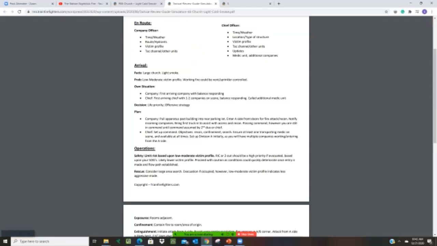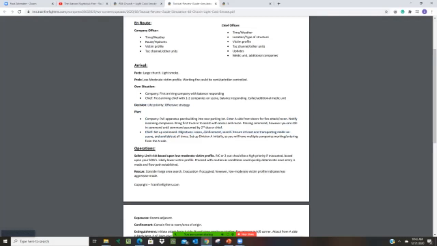So notice the plan, which is the tactical level. If the decision is the strategic level, the plan is the tactical level, which is the next step before we get into tasks. So what's my plan? I'm going to pull the apparatus past into the rear parking lot, enter the A side front doors for fire tech and recon, notify the incoming companies, bring the first truck in to assist and access recon, passing command. However, I'm still in command if I'm the first in company until a chief shows up. So notice the plan for a company officer is a little more task oriented versus a chief. It's a little more tactically oriented.